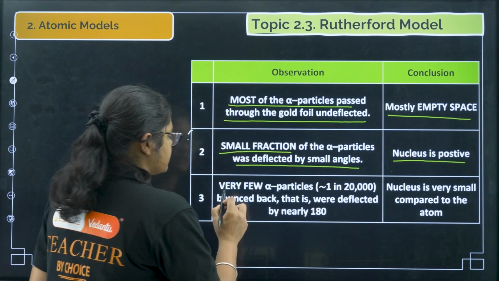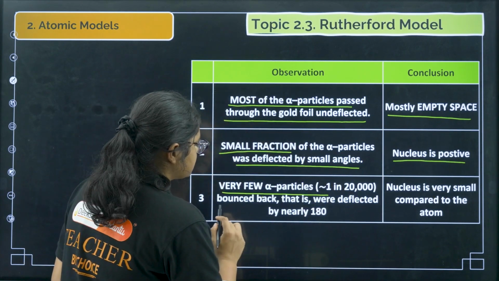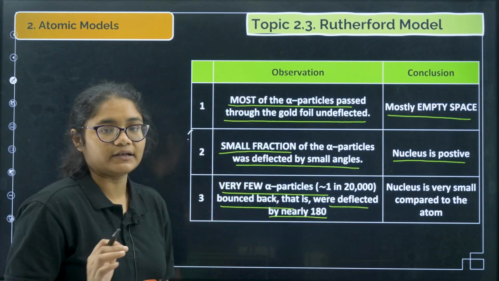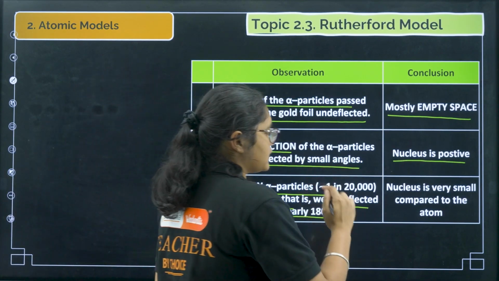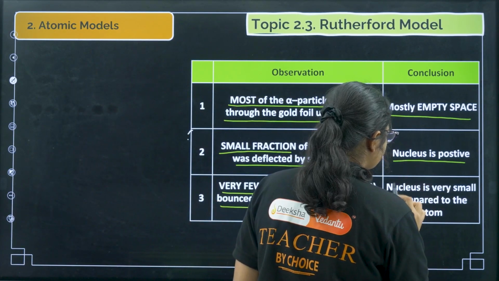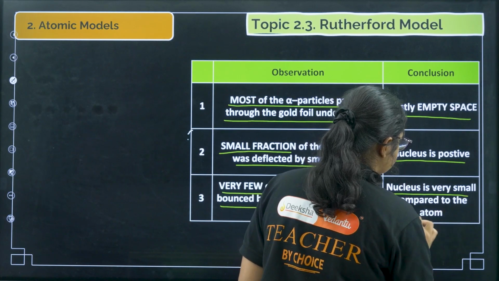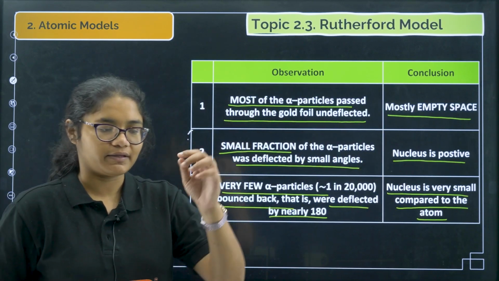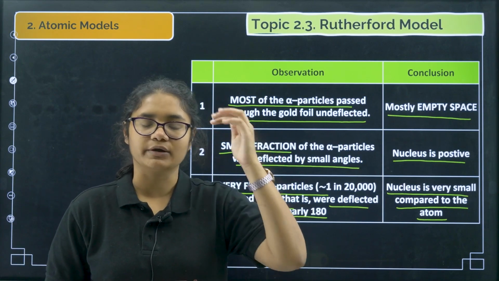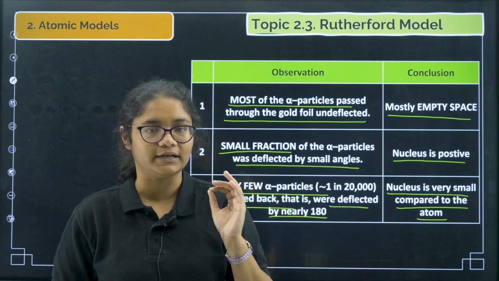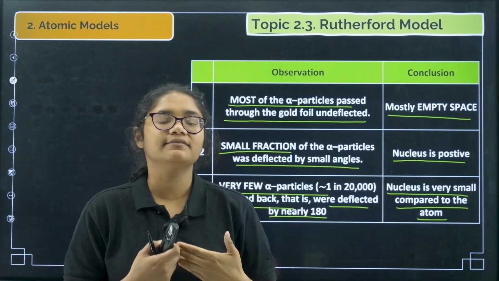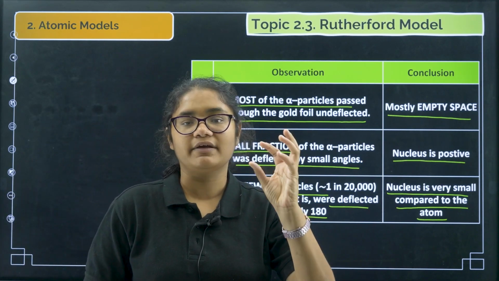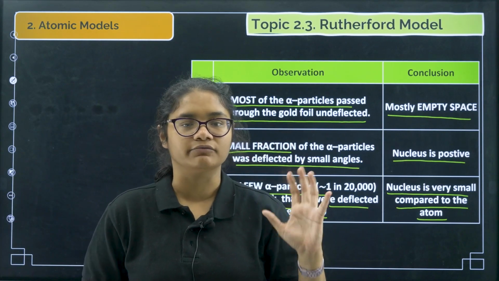The third observation is that very few alpha particles bounced back and were deflected by nearly 180 degrees. Now what conclusion does this give? This gave you the conclusion that the nucleus is very small compared to the atom. The deflection when they turned, or were reflected, by 180 degrees directly gave us the conclusion that the nucleus which is present is very small and very heavy, at the center of the atom.